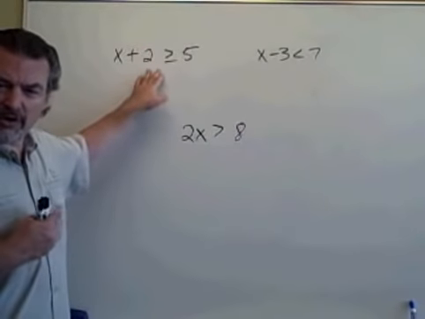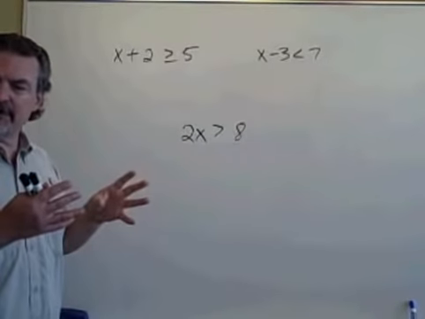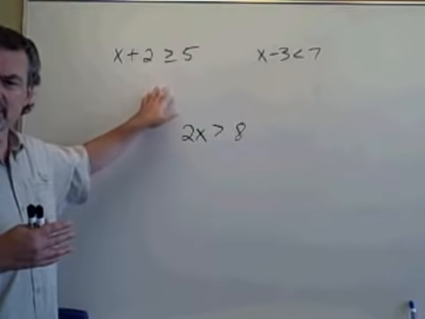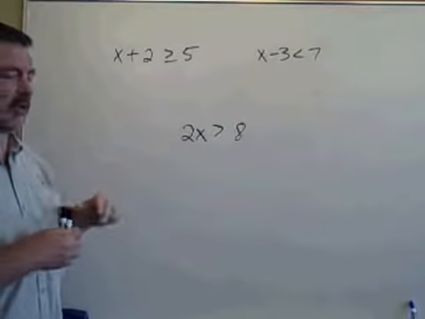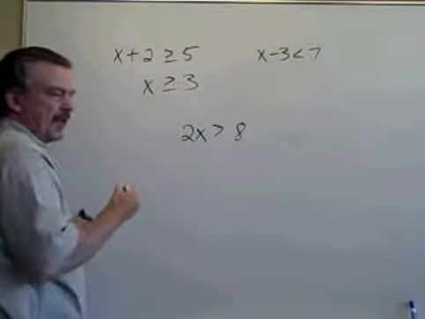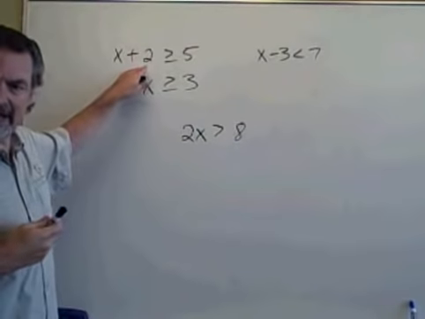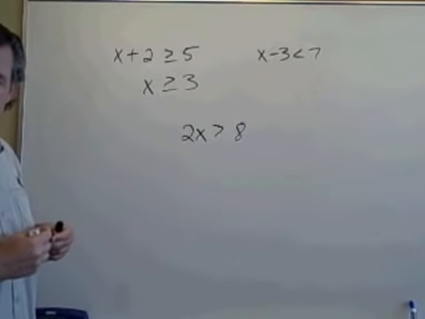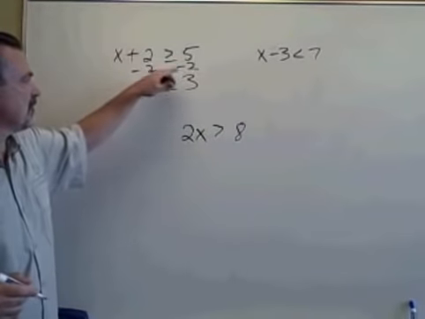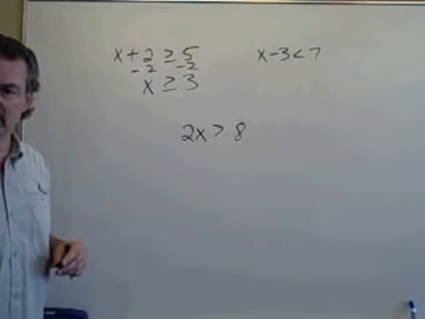And wouldn't the very smallest value that makes this statement true be 3? But wouldn't any value greater than 3 make that statement true? So we could say that the solution set to this linear inequality in one variable is all the values of x that are greater than or equal to 3. Well, couldn't I have found that answer by just subtracting 2 from both sides of that linear inequality? That would give me 0. 5 minus 2 is 3.